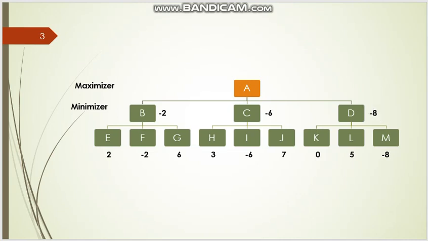Now I am going to the first turn, that is by the maximizer. In this particular turn, the maximizer will take the highest value, and within these the highest value would be minus 2. So here the value taken by the maximizer will be minus 2.